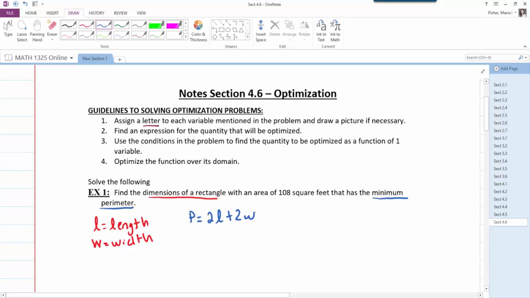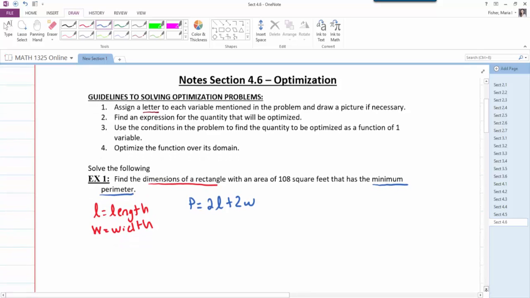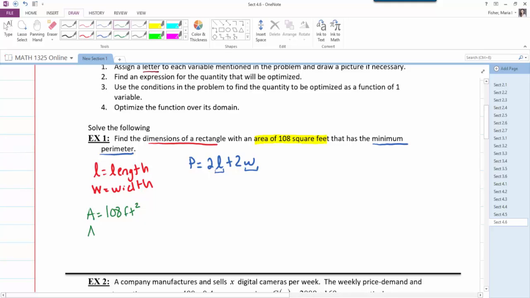Step 3, use the conditions in the problem to find the quantity to be optimized as a function of one variable. So we need to rewrite this either all in L's or all in W's, and there has to be something within this problem that'll help me do that. Let's take a look at the problem again. Find the dimensions of a rectangle with an area of 108 square feet that has the minimum perimeter. So I know that my area, A, is equal to 108 square feet. I also know that the area of a rectangle is length times width. So in this case, length times width is going to equal 108.